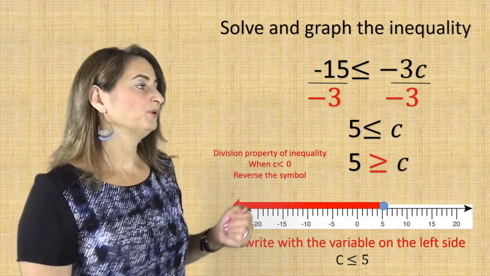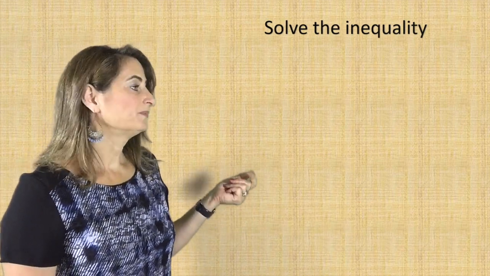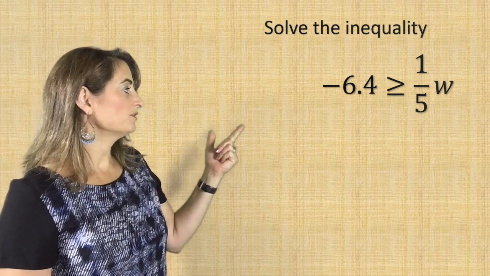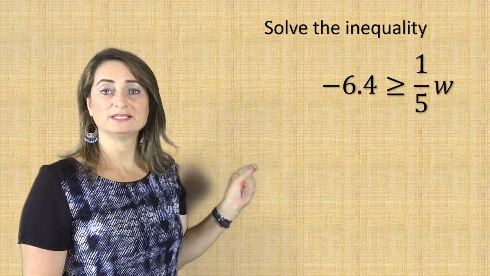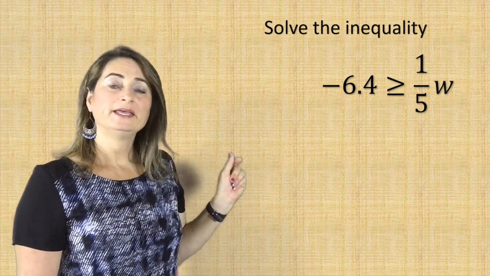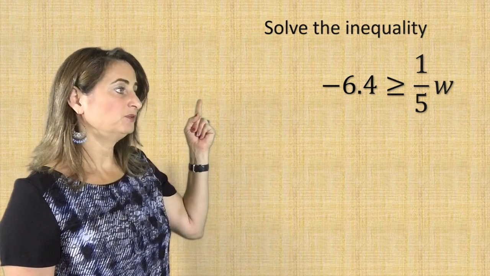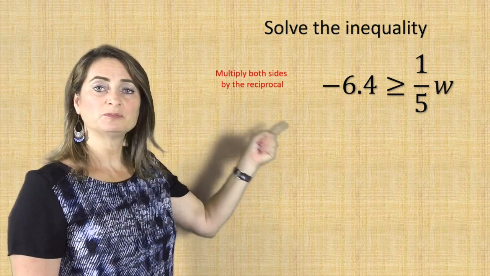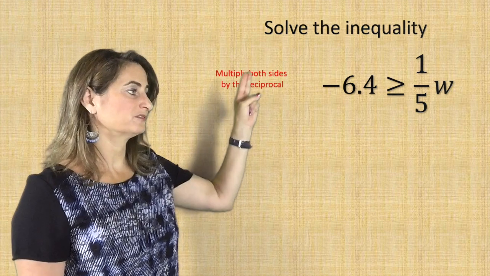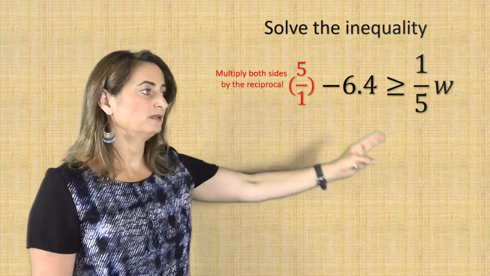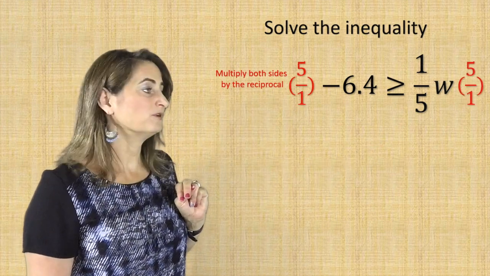Here's another example. Solve the inequality: negative 6.4 is more than or equal to 1/5 W. There's nothing in the middle, that means you multiply. But this time you have a fraction, and to get rid of the fraction, we use the reciprocal. So multiply both sides by the reciprocal of 1/5, which means flip the fraction. So it's 5/1. Multiply both sides by 5/1.